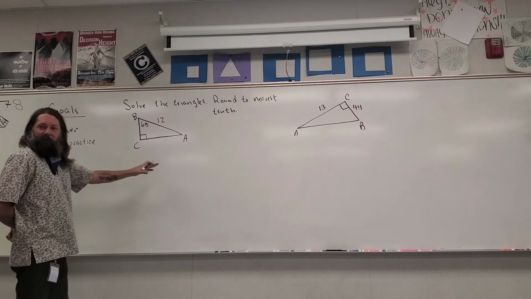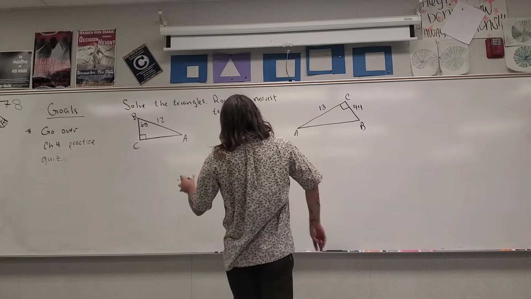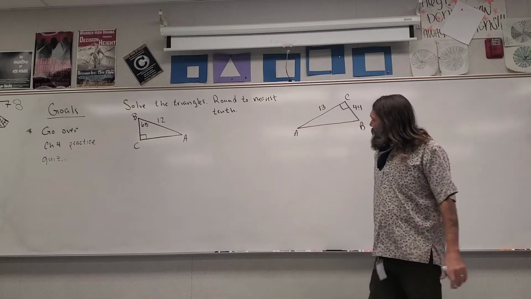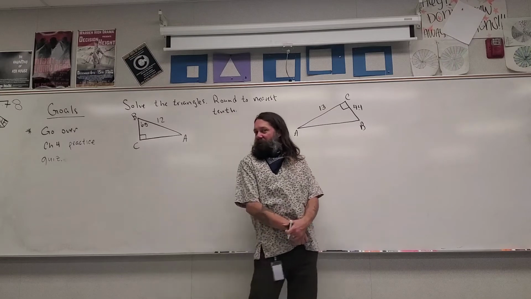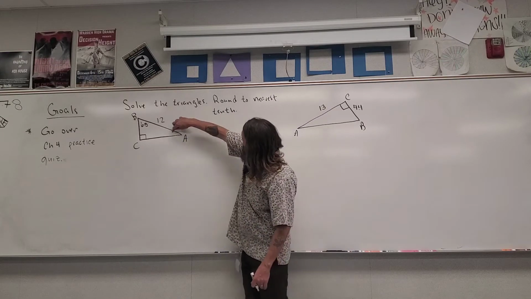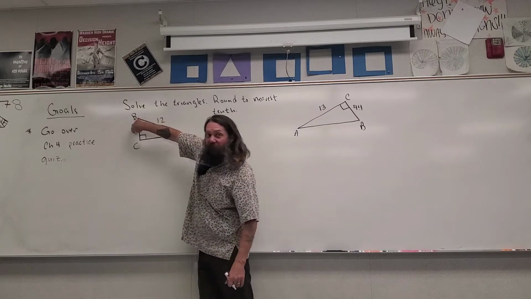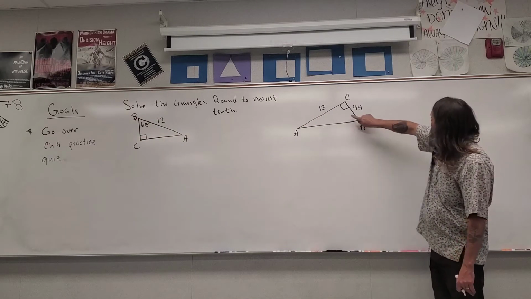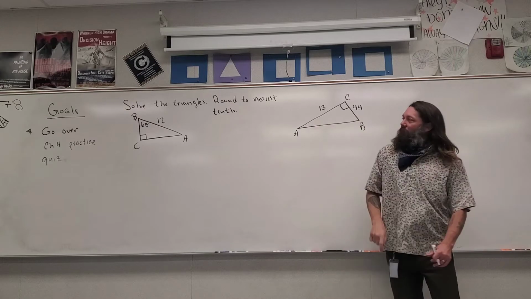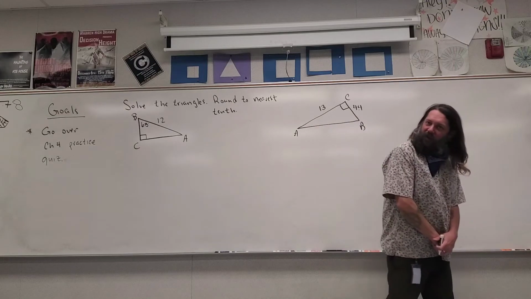So on the board, I have written the two problems and the directions. Solve the triangles, round to the nearest tenth. Remember that solving the triangles means to find all the missing measurements. I want to find this angle and this length in the first triangle, and in the second triangle I want to find this length, this angle, and this angle. So we're going to go ahead and use trig to solve these.